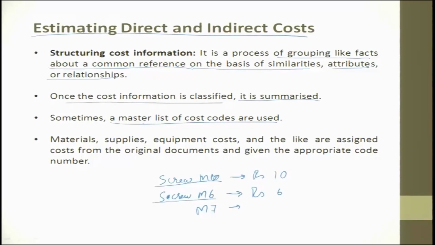So a master list of cost codes is available, and apart from that, you always see a price listing given for several products in a manual or on websites. These are nothing but master lists of cost codings which are used. Materials, supplies, equipment costs and the like are assigned costs from the original documents, with appropriate code numbers. For example, when you go to buy a pizza in a shop, each pizza has a code number. They just punch the code number, and then you see the rest of the cost coming up.